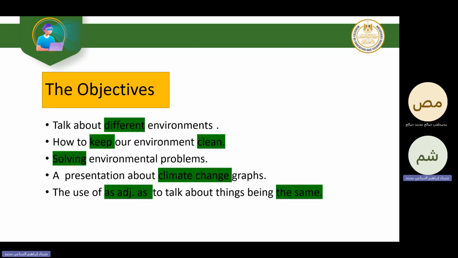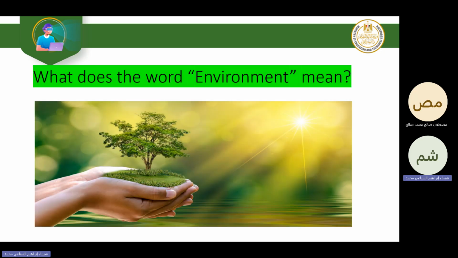Now we are going to know the objectives of our lesson: talk about different environments, how to keep our environment clean, solving environmental problems, and we're going to have a presentation about climate change graphs. And the last thing is the use of "as...as" adjectives to talk about things being the same. These are the objectives of our lesson for today.